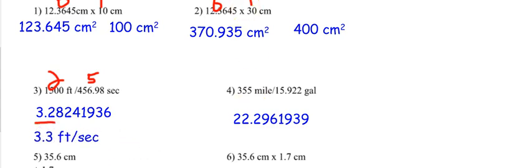Okay, so what about the next one? How many sig figs are in 355? 3. How many are in this number? 5. So which is your smallest number, 3 or 5? It is 3. So I go 1, 2, 3. So I need to go right to that 2 right there. So do I need to round up? Yes, you do. So you get 22.3 miles per gallon.